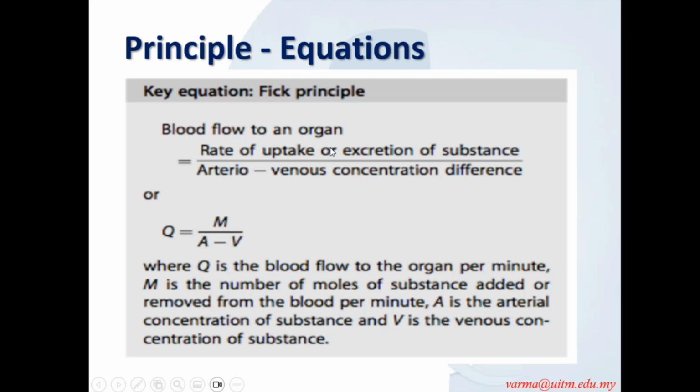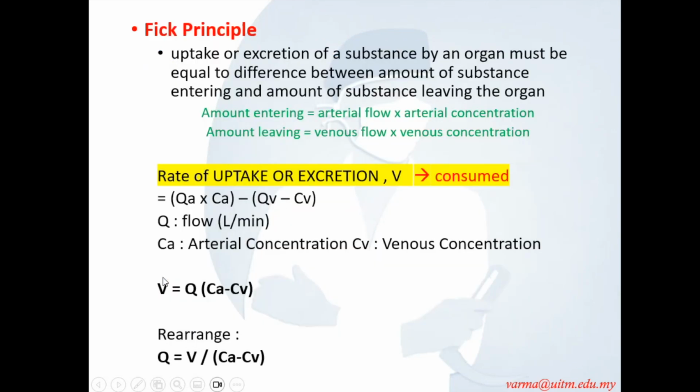Okay, how much has been taken divided by the differences. Q equal to M divided by A minus V, where Q is the blood flow, how much of cardiac output is going into the organ per minute. M is the number of moles of substance added or removed, the marker we use. Okay, in here the marker would be oxygen, VO2. A is the arterial concentration and V is the venous concentration of the substance.